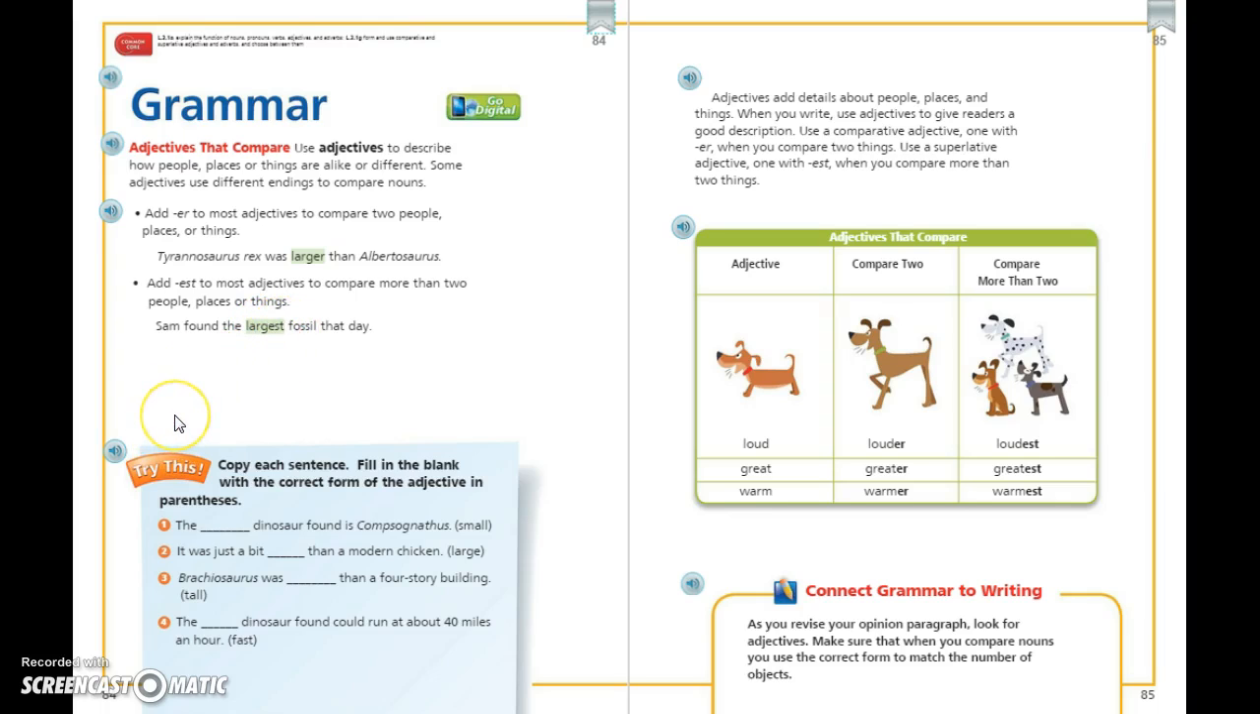With your learning adult at home, do the try this section. Copy each sentence and fill in the blank with the correct form of the adjective in parentheses. Pause the video and join me when you're done.